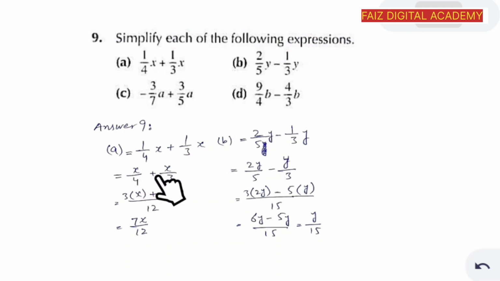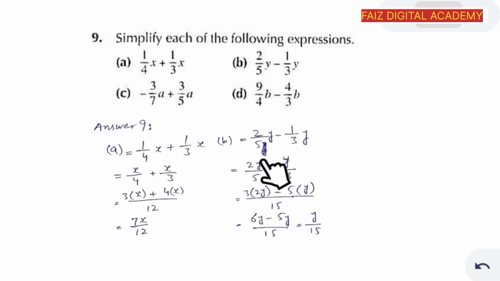So x over 4 plus x over 3. Then we will take the LCM of 4 and 3, that is 12, and 12 divided by 4 gives the answer 3. 3 is multiplied with the numerator, so x into 3. For the next value, 12 divided by this 3, the answer is 4. 4 is multiplied with the x and it is 4x. So 3x plus 4x is 7x divided by 12. So this is how we simplify the values if they are in fraction form.